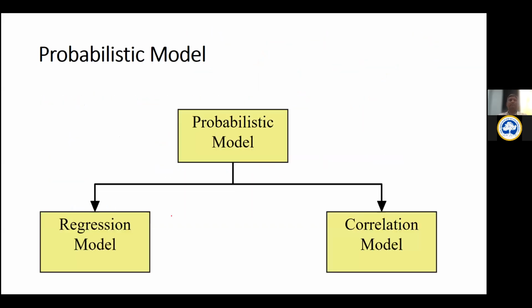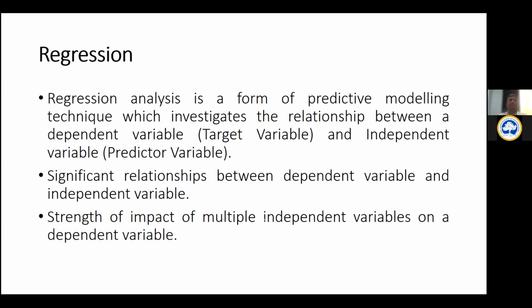In the probabilistic model, you can have two kinds. The first is called the regression model. The second one is called the correlation model, which looks at how the variables are correlated. This model, the regression model, is the only one we are going to discuss. It comes under the category of probabilistic model. So regression analysis is a form of predictive modeling.